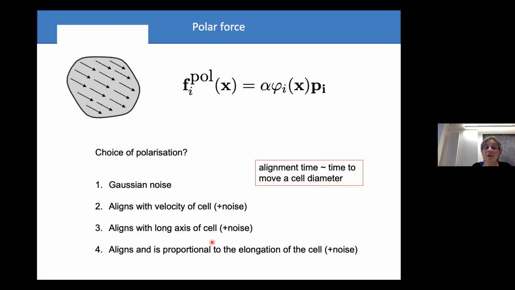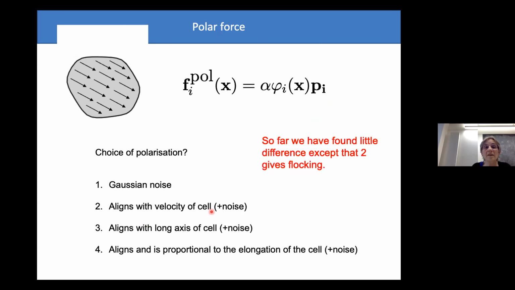We choose an alignment time. So this is how long it takes to align with something like the velocity of the cell, typically a time that the thing takes to move a cell diameter. And so far, we found that in fact the way you choose the polarization doesn't make very much difference, except for this number 2 here. This number 2 is the only case in which we got flocking.